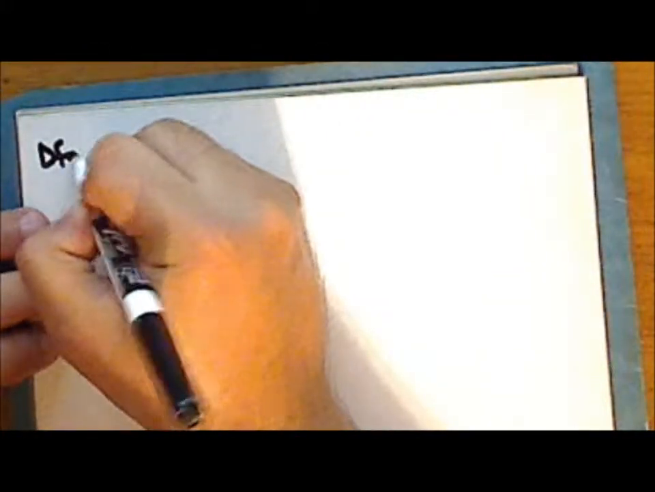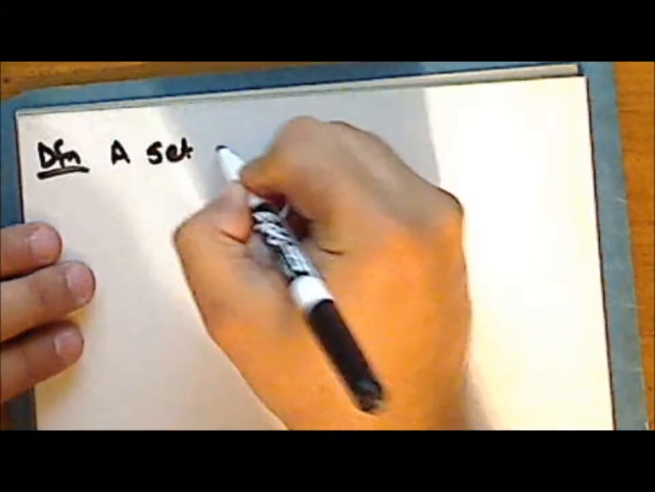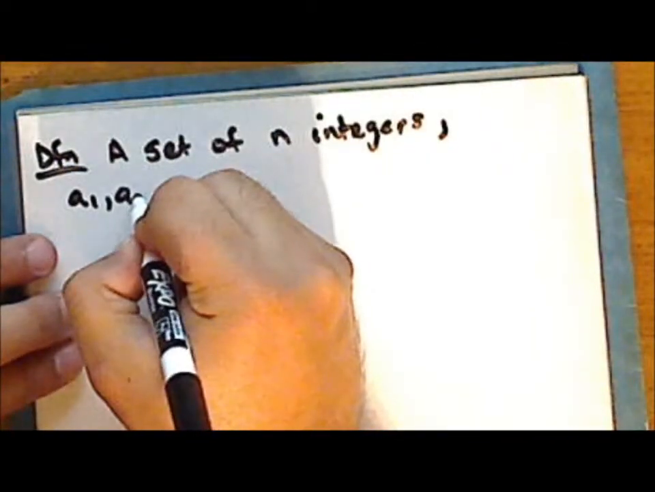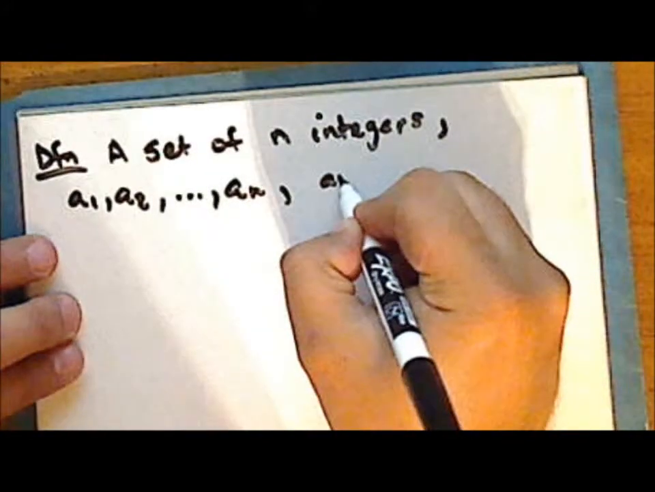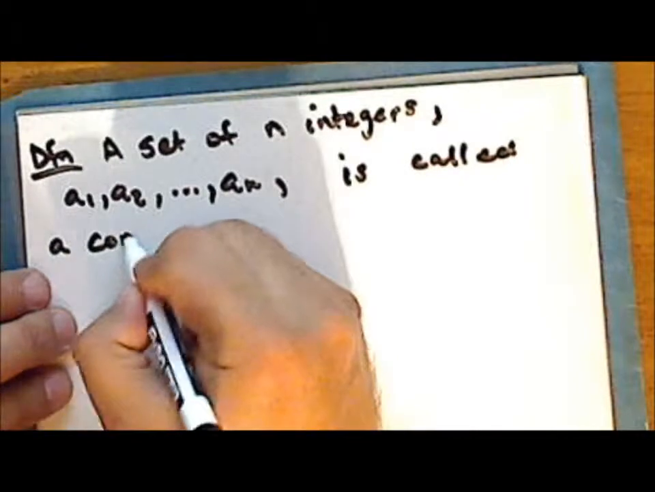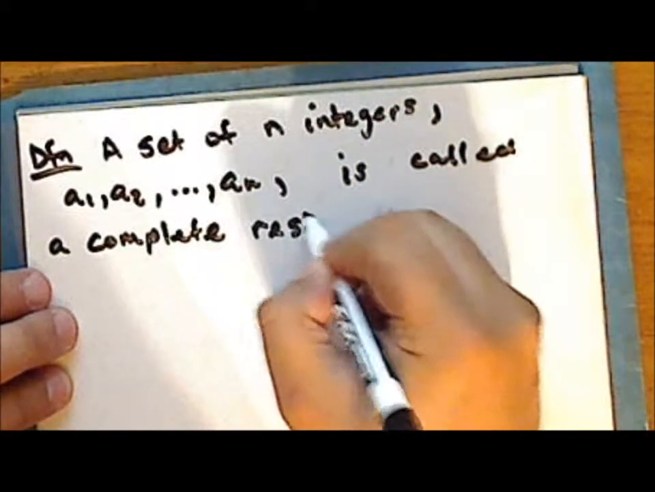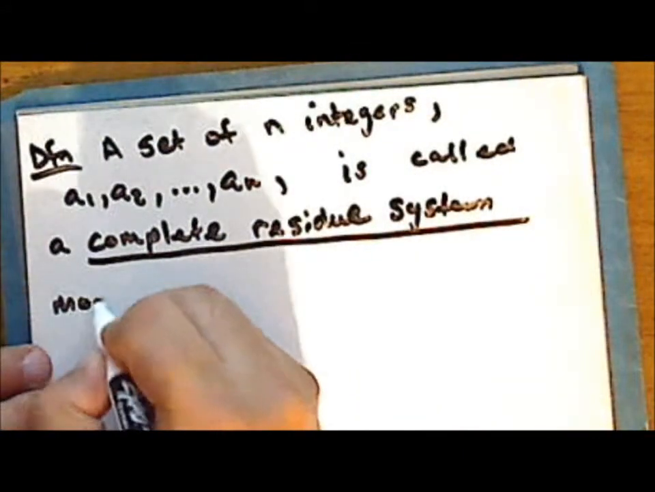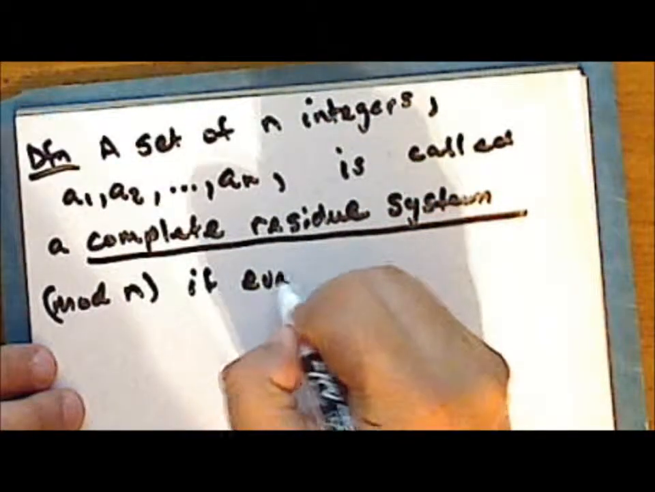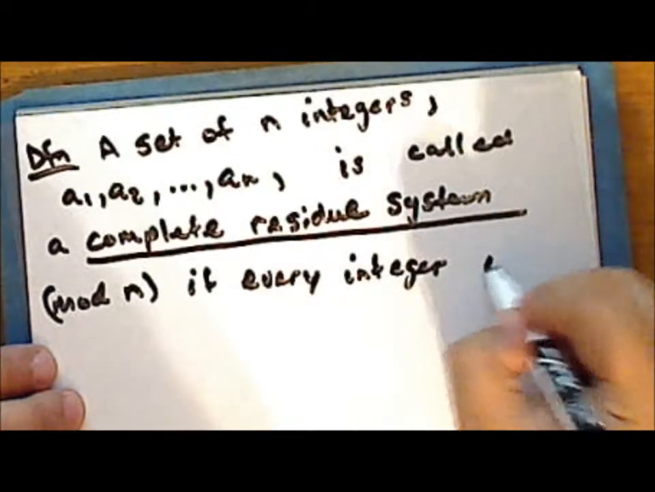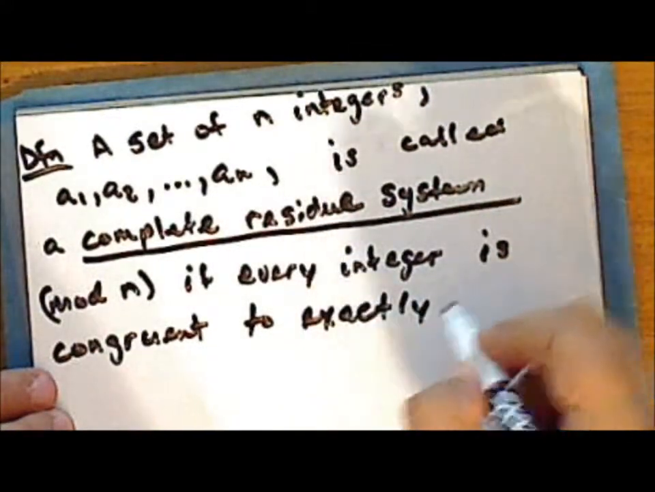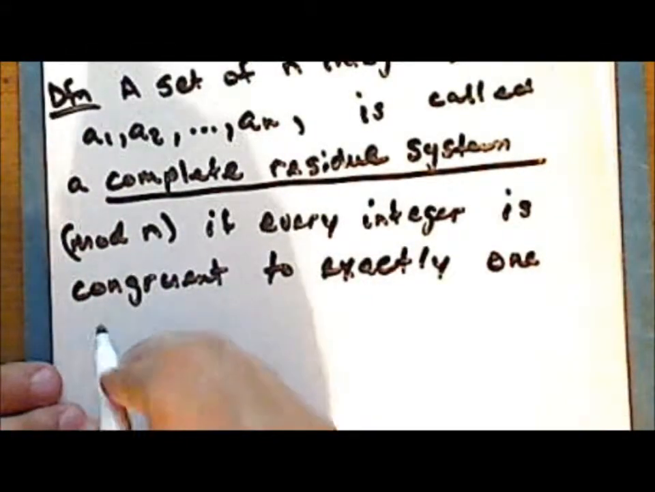So we'll define a new term. A set of n integers, which we'll label a sub 1, a sub 2, and so on, up to a sub n, the set is called a complete residue system mod n if every integer is congruent to exactly one of the elements in the set. So exactly one of the a sub i.